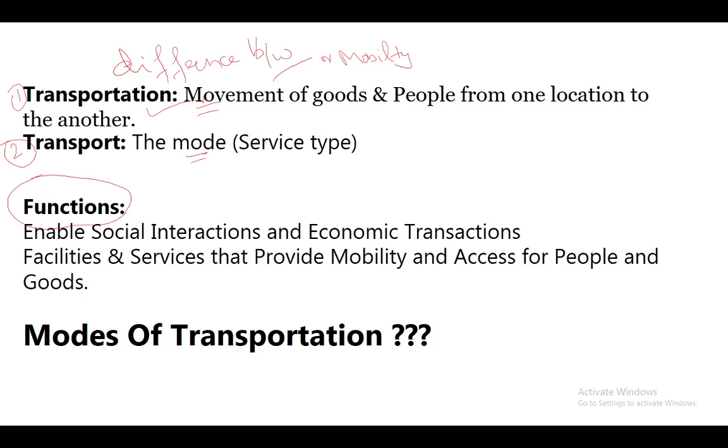Through the same service, we also facilitate the people, or we can ensure the mobility and access for people and goods as well. So now we would like to understand what the modes of transportation are. As I already mentioned, there are different types of transport, such as air, water, road, railways, pipelines, cables, and space, and so on. We will try to understand each and every one, how they differ from each other, and what their characteristics are as well.